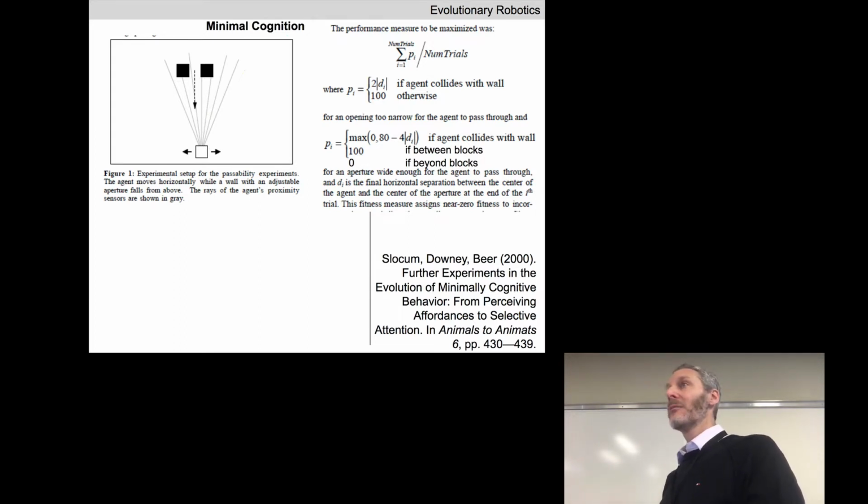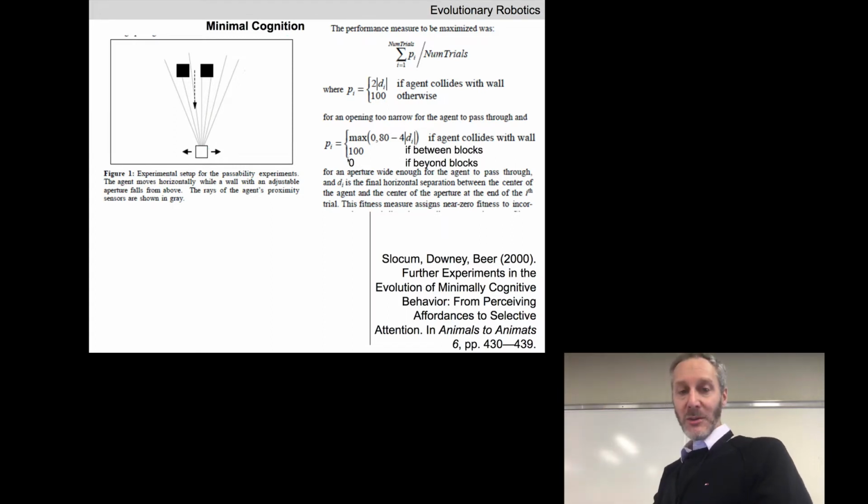The adverb here is passable. It has to pass through the gap. Well, if it's too narrow, then it should try and avoid the blocks falling down. It should try and avoid the blocks, right? So how do we do that? We tell the robot, get out of there, run away, right?